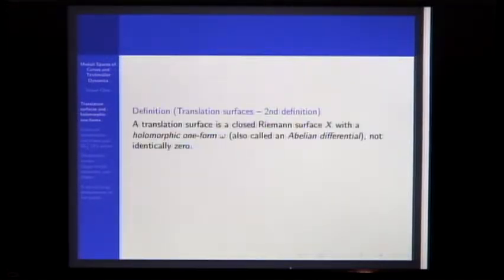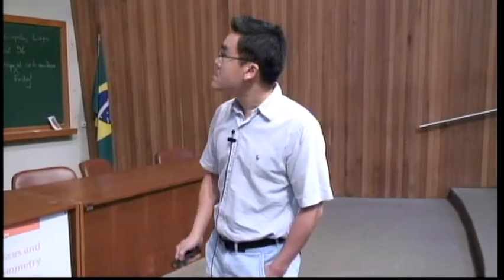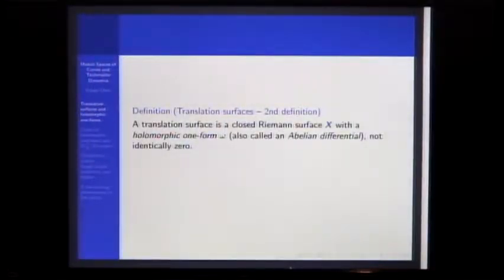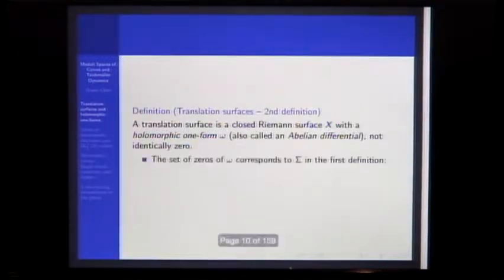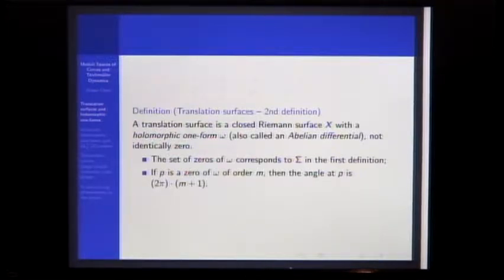Another definition, which might work better for algebraic geometers: equivalently, a translation surface is nothing but a closed Riemann surface along with a holomorphic one-form, so that's it. A holomorphic one-form is also called an abelian differential in the literature. So what are the special points in sigma? They correspond exactly to the zeros of this one-form omega. And secondly, if P is a zero of omega of order m, then the angle I mentioned before at P is given by 2 pi times m plus 1, so m plus 1 is that integer multiple.